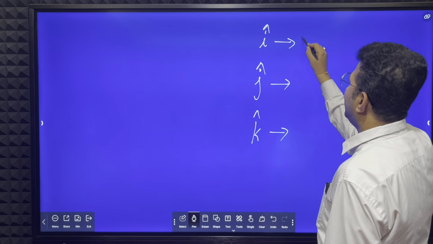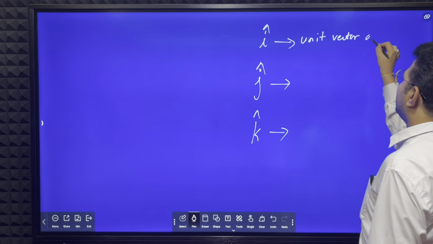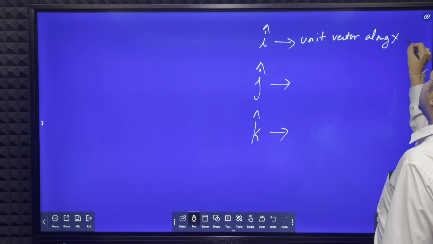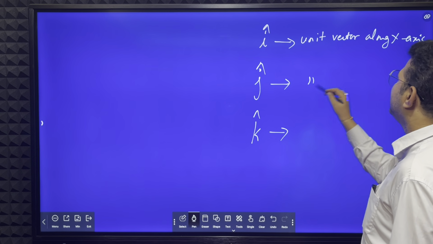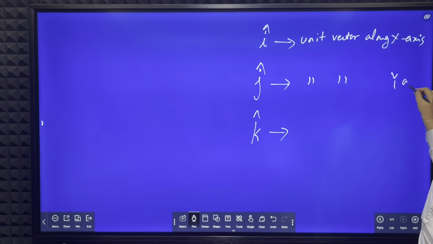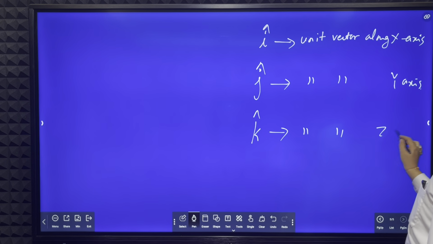What is I cap? I cap is a unit vector along x-axis. J cap is a unit vector along y-axis. K cap is a unit vector along z-axis.